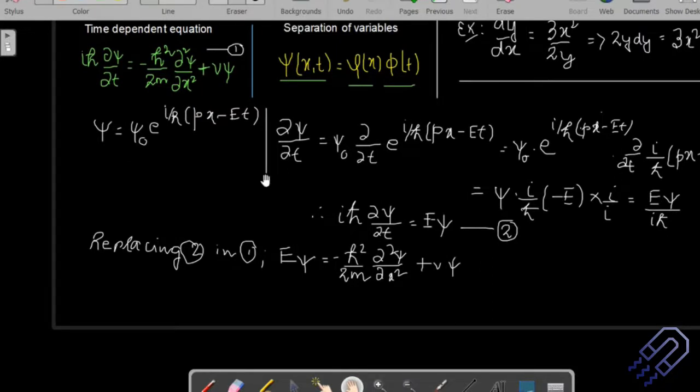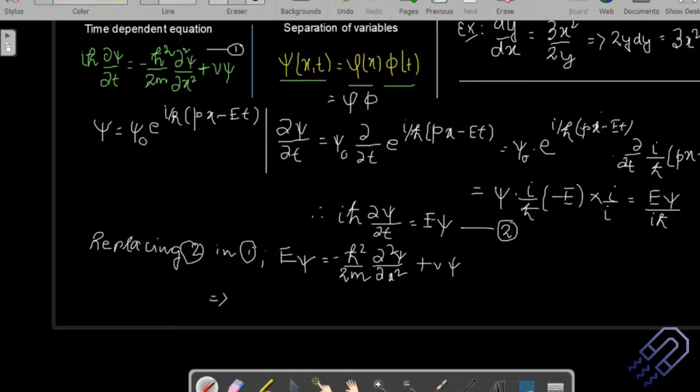So as I said, I can have the function psi of x and t, and I can separate them out into two different functions, psi of x and phi of t. So let's do it. Here I can write it down as psi into phi. We know that psi is a function of x and phi is a function of t. So let's do these replacements here.